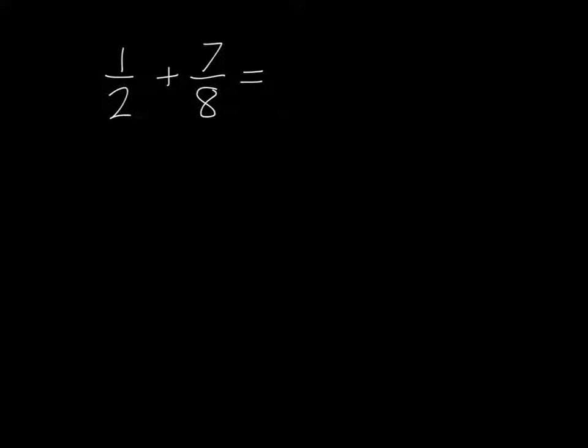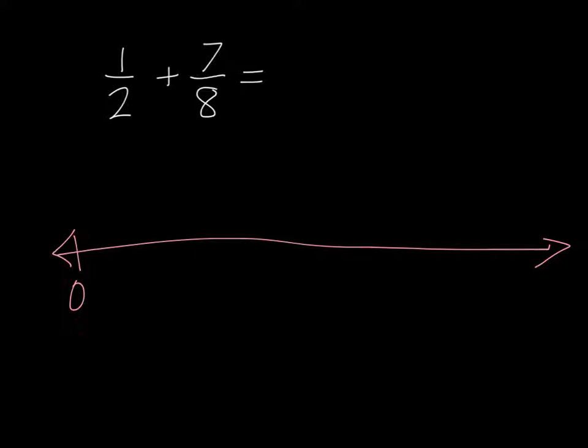Okay, next we're going to use a different strategy. So here, similar problem, we have two fractions with different denominators that we are going to be adding. But we're going to use a number line instead. So here I've got my number line starting with 0. I'm going to put 1 here, 2 here.